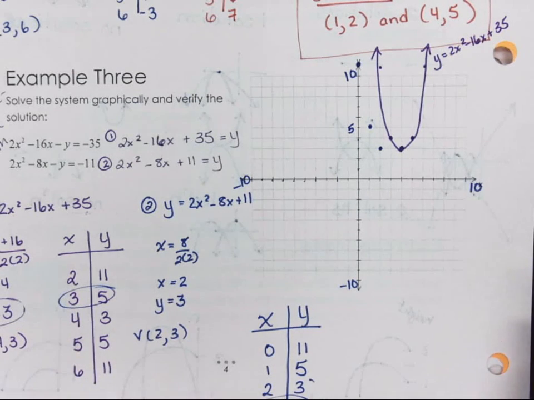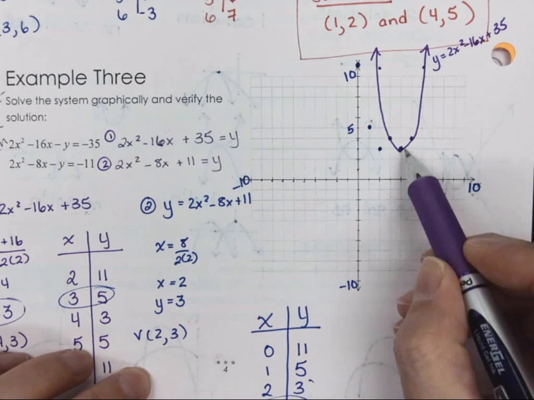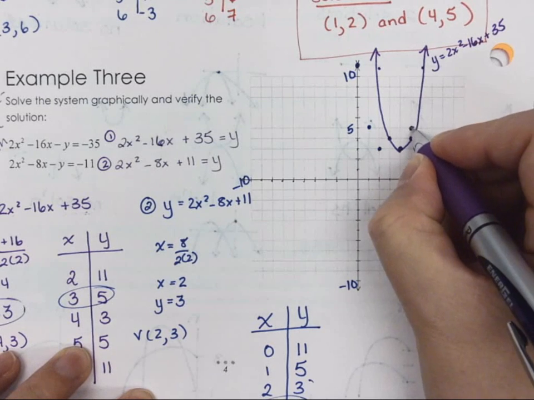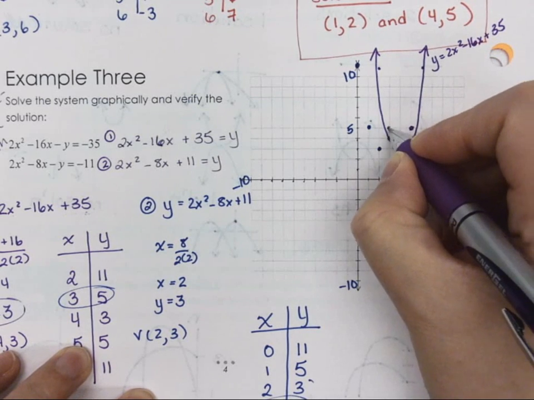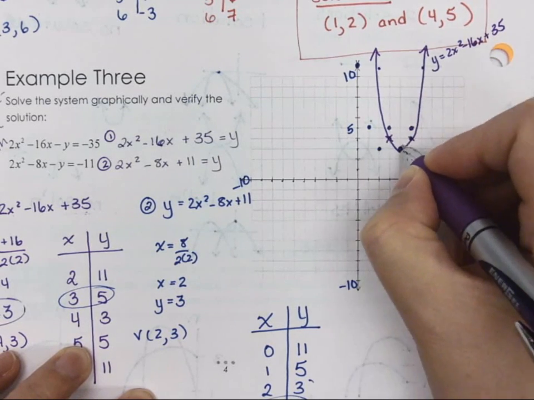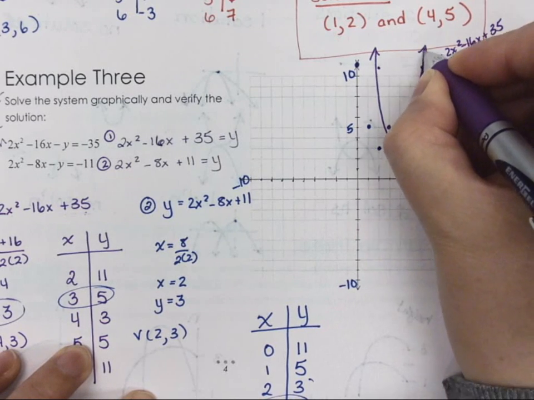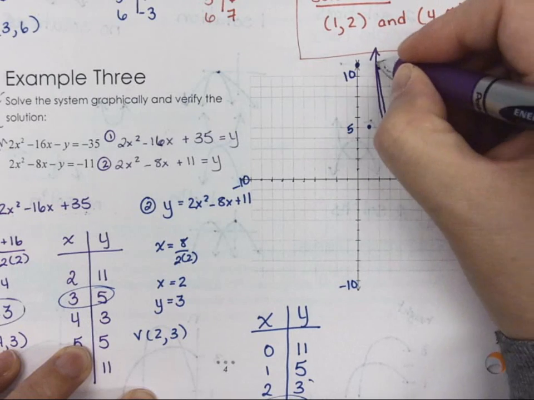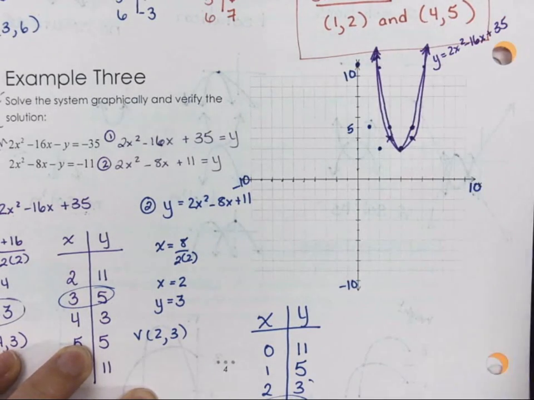Did you guys see my point screw up? Yeah? So my vertex, I went over 4, up 3. And then my next point should have been at 5, 5. So that point should have been here and here, not these ones. So my graph should be like that. And this is why you do it in pencil. That's my lesson for today. That's why you do it in pencil.